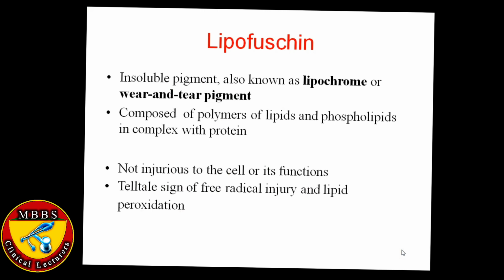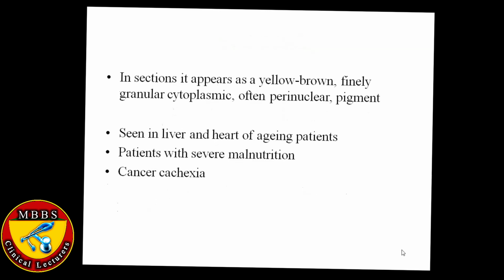Another pigment that we call lipofuscin is an insoluble pigment, also known as lipochrome or wear-and-tear pigment, composed of polymers of lipid and phospholipid in a complex with protein. It is not injurious to the cell or its function, but is a telltale sign of free radical injury and lipid peroxidation. In section, it appears as a yellow-brown, finely granular, often perinuclear pigment, seen in the liver and heart of aging patients. In patients with severe malnutrition and cancer cachexia, we also find lipofuscin in their cells.